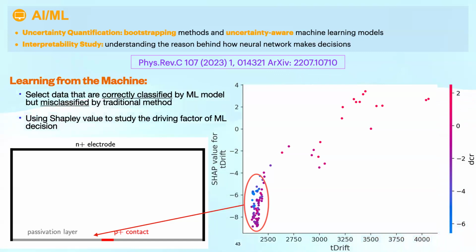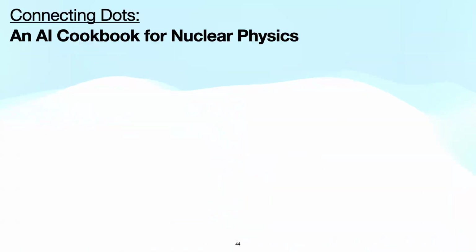But our machine learning model actually figured it out. It tagged all of these events at a very low drift time. That means they are very nearby to the point contact, and it is using this as a factor to reject these kinds of events. So we can actually learn from our machine learning model to understand how to better reject the background in our detector. So that is all I want to tell you.